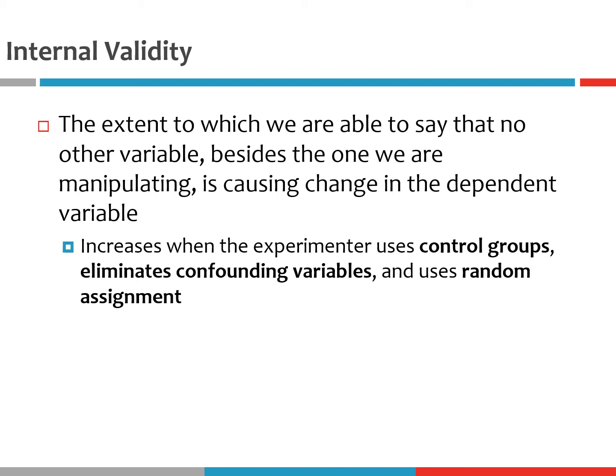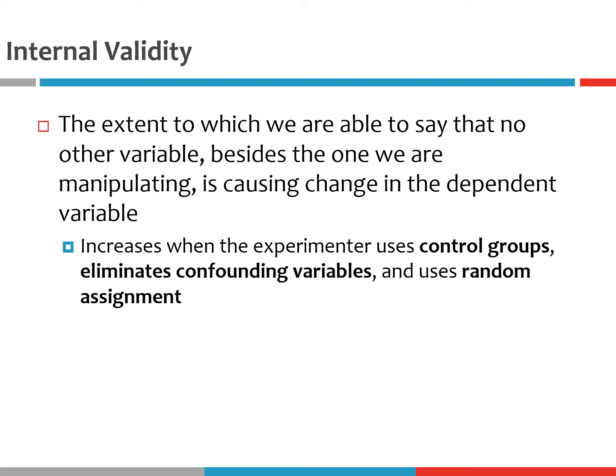And we also want to use things like control groups, right? And we want, again, the experience of those in our control groups to be identical to the experience of participants in the experimental group, except for the critical independent variable, right?